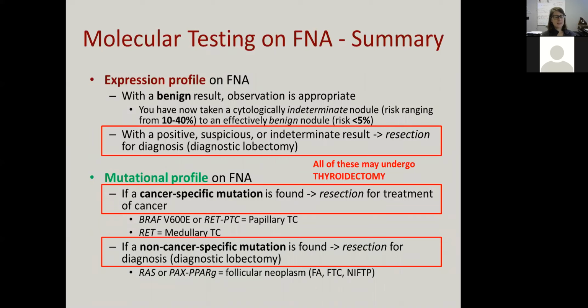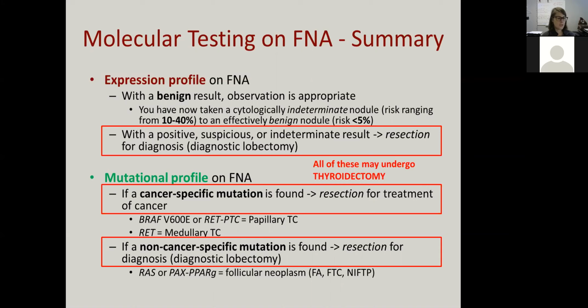If you find a cancer-specific or a neoplasm-specific mutation, here's what it might look like. So when you read, what does positive mean? Positive for BRAF V600E or RET PTC, which we know are found exclusively in papillary, RET mutation, which is found exclusively in medullary. These are essentially specific for cancer. So this will tell you the patient pretty much has cancer, so that lobe needs to come out, at least the lobe.